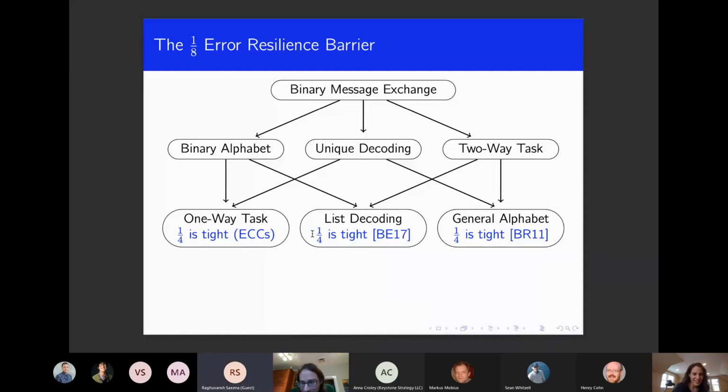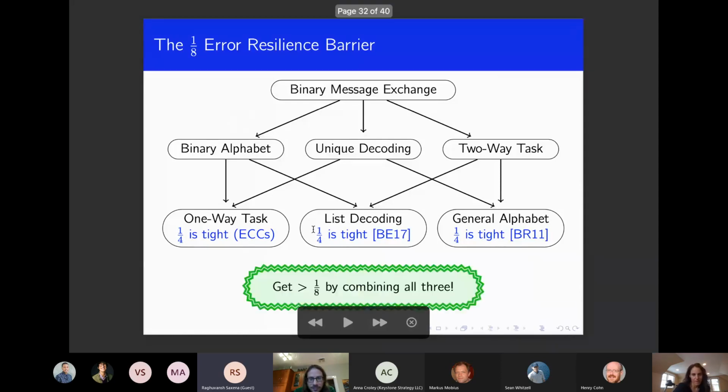So okay, let me answer that. These requirements cost a factor of half. They are independent pairwise. You can take any two and you can get 1/4. But what we show in this paper is that they are not mutually independent. If you combine all 3 of the requirements together, then you can get an error resilience of more than 1/8. So awesome. Thank you.